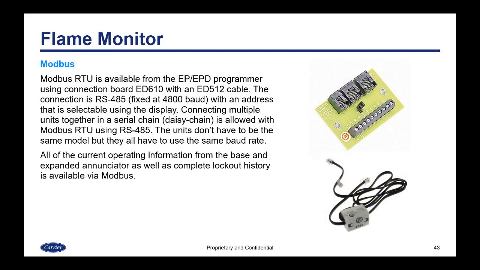Modbus is available from the EP or EPD programmer using a connection board and cable, and Modbus for the flame monitor is RS485 at 4800 baud, and you can have multiple units with different addresses connected in a daisy chain. So what is available from Modbus is all of the current operating information from the base unit and the expanded enunciator, as well as the complete lockout history.